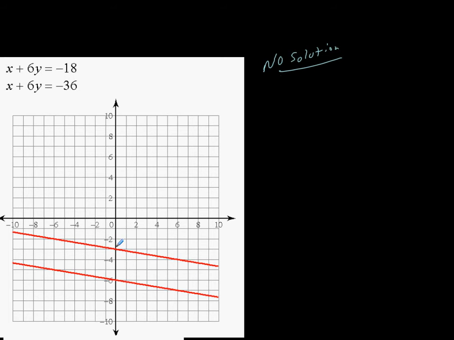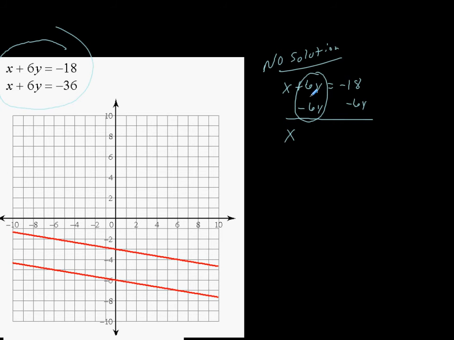Now, my question is, what does it look like if you were to use the substitution method on this system of equations to find that intersection point? How would we know that there's no solution without graphing them? Well, let's do that. Let's take the first equation, x plus 6y equals negative 18, and solve for x. To do that, we move the 6y over to the other side by subtracting 6y on both sides. That leaves us with x, the y's cancel out there, and it looks like this: x is equal to negative 6y minus 18.